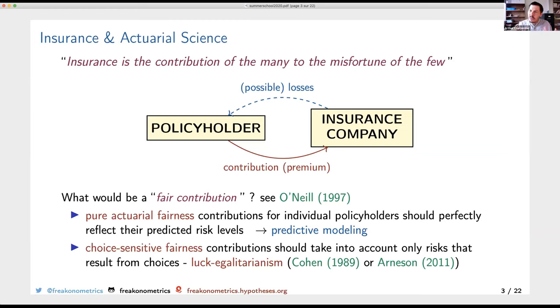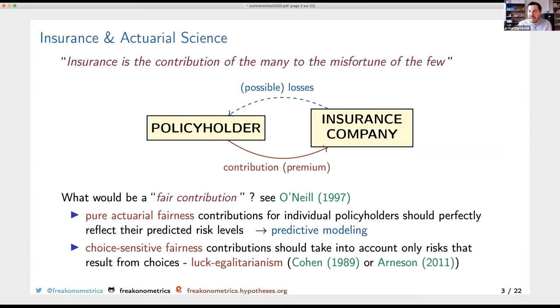But we can think also about this idea of prevention. If there's nothing you can do about it, is it fair to ask for a higher premium? This was a debate in Europe for years. Should you ask a higher premium for females because for some reason you can observe that statistically their expected losses are higher or not?